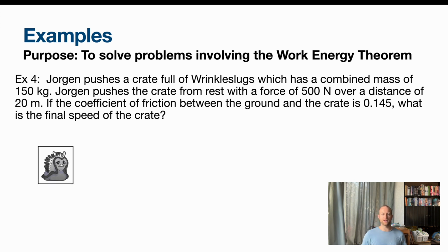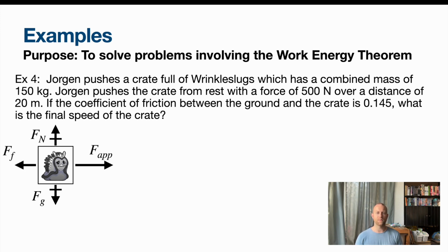Let's start with a free body diagram showing this wrinkle slug. Here's our forces, it's on the ground, so those two are equal. We have an applied force, and we have a friction force because it says coefficient of friction. We are accelerating because there's a change in speed, so force applied must be bigger. So here's our equation. We're going to use the work energy theorem. Change in kinetic equals F net times d. Now, F net in this case must be force applied minus force of friction.